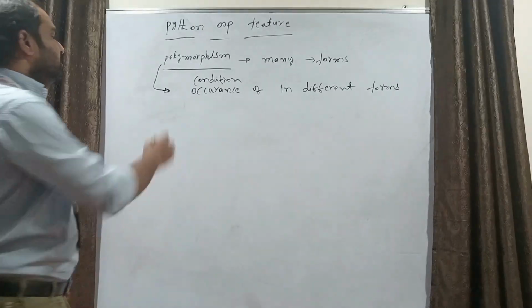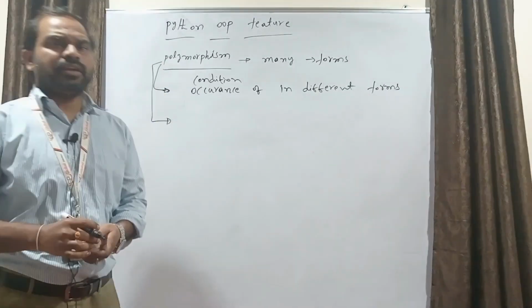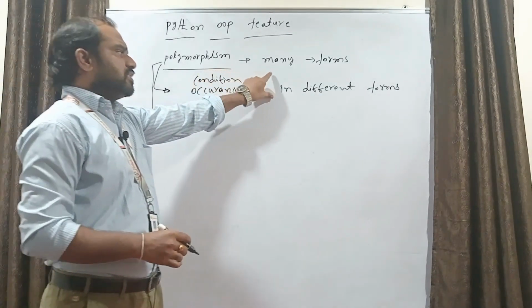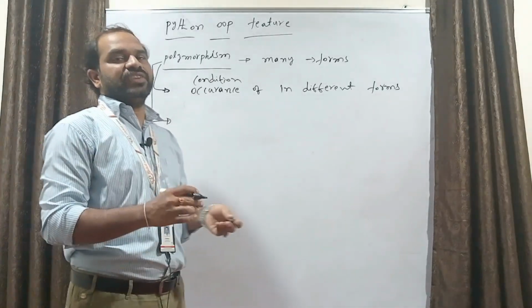So how can we achieve polymorphism in Python? A general statement we can make for polymorphism is behaving differently in different situations.